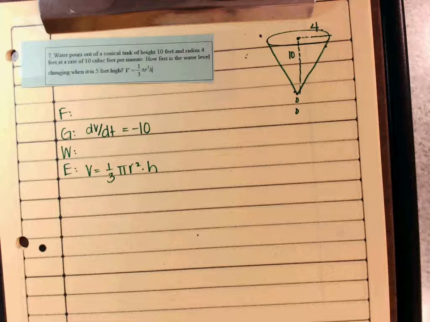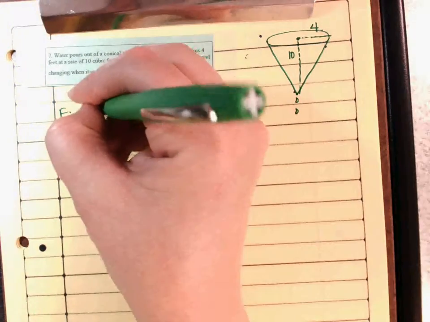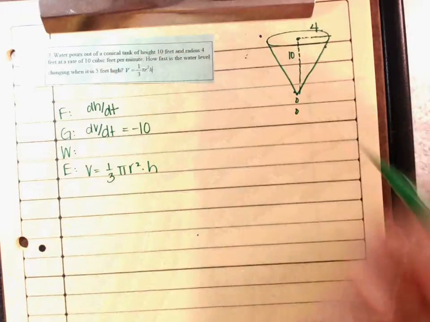Then it says, how fast is the water level changing? What would water level measure? The height. Very good. Okay, dh/dt.